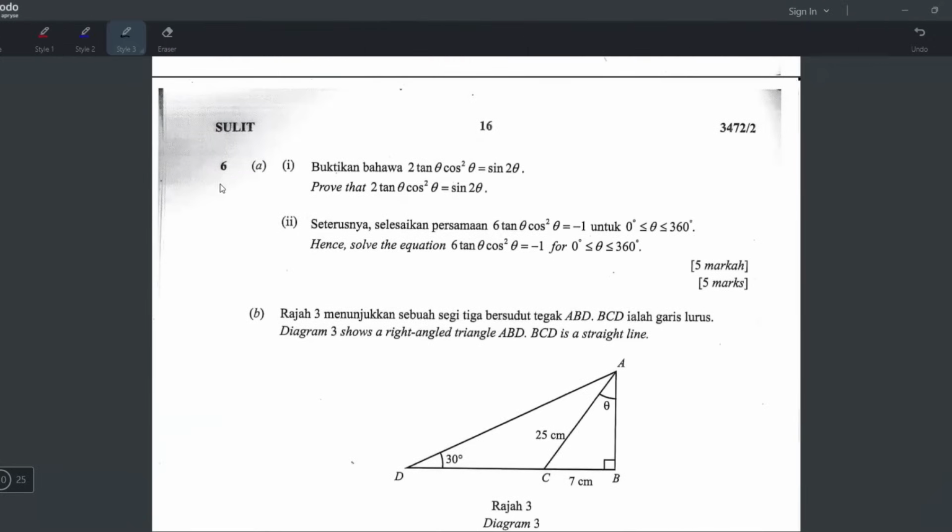Okay, I'm at question 6. What chapter? Okay, I see sin cos tan. Confirm from Form 5 chapter 6, trigonometry. Okay, so let's read A1. Prove that 2 tan theta cos squared theta equals sin 2 theta. So it's a proof question, so I'm going to prove it here.